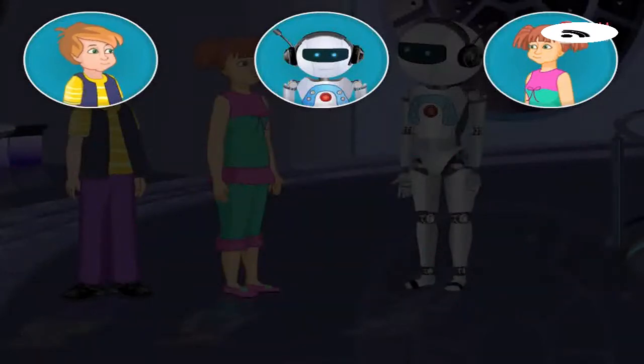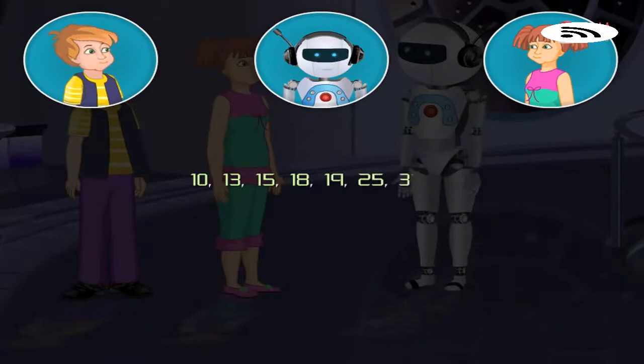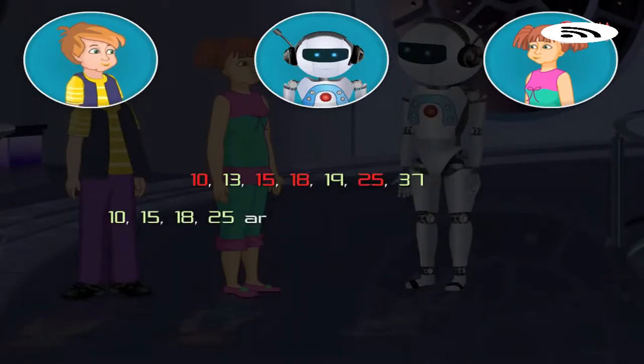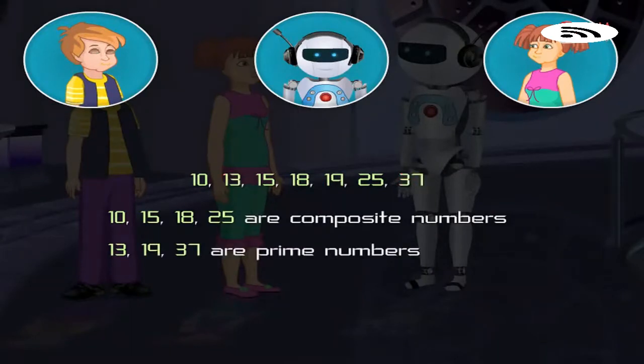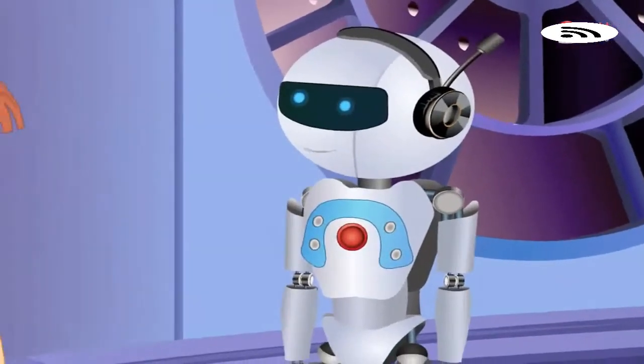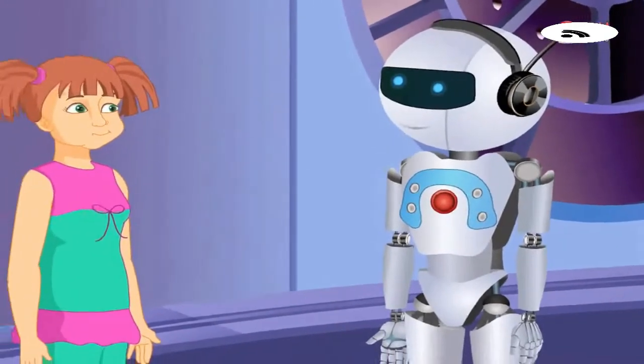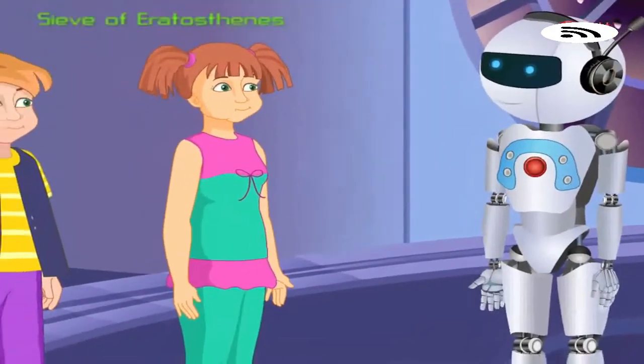Can you identify which are prime numbers and which are composite numbers in the following given numbers? 10, 13, 15, 18, 19, 25 and 37. 10, 15, 18, 25 are composite numbers since they have more than 2 factors. And 13, 19, 37 are prime numbers since they have only 1 and itself as factors. You can find out the prime numbers up to 100 with the help of a method known as the sieve of Eratosthenes.